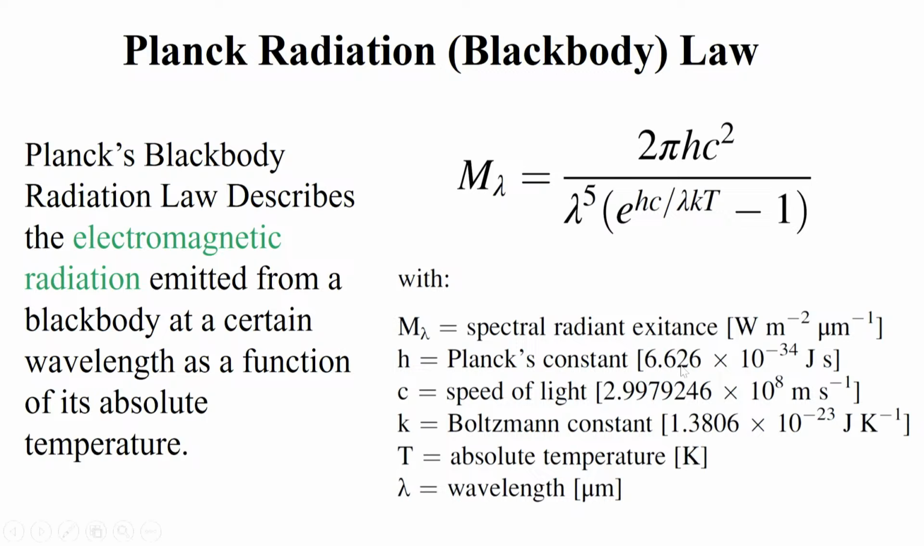Here you can see that the spectral radiant exitance equals 2 pi h c squared, where h is Planck's constant and c is the speed of light, divided by lambda to the power 5, because the spectral radiant exitance depends on the wavelength also. Because here it is mentioned black body at a certain wavelength, the wavelength is represented by lambda. So lambda to the power 5, and then e to the power hc divided by lambda kT minus 1, where T is the absolute temperature and k is the Boltzmann constant.